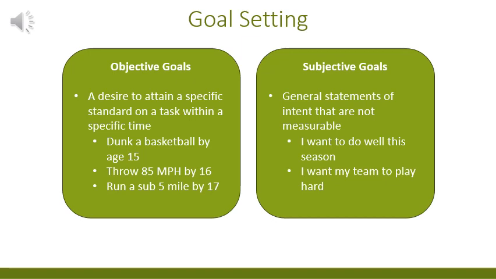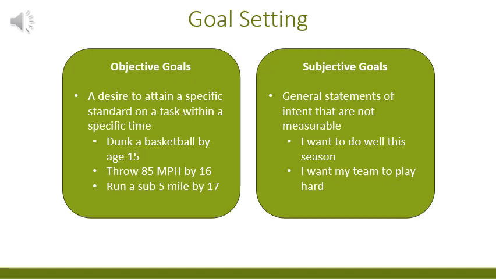So next, let's look at goal setting. For goal setting, there's two main types of goals. The first is objective goals. This is a desire to attain a specific standard on a task within a specific time frame. If you're a basketball player, you might say you want to dunk a basketball by the age of 15. And if you're a baseball player, you want to be able to throw 85 miles per hour by the age of 16. Or if you're a runner, you want to run a sub 5 mile by the age of 17.